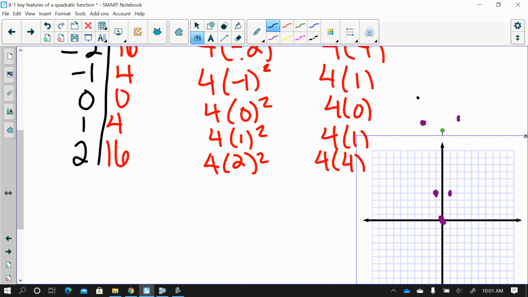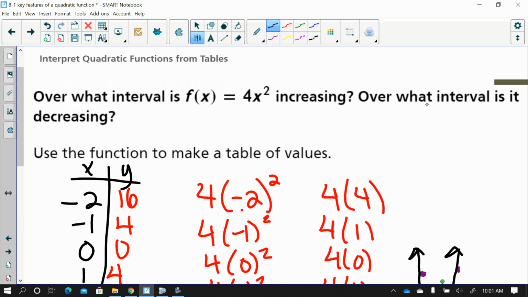So if I connect my dots, not a very good job, but that's okay. Notice I have a very skinny parabola here. So let's go back to the questions.